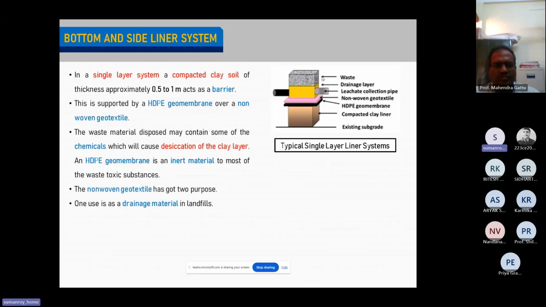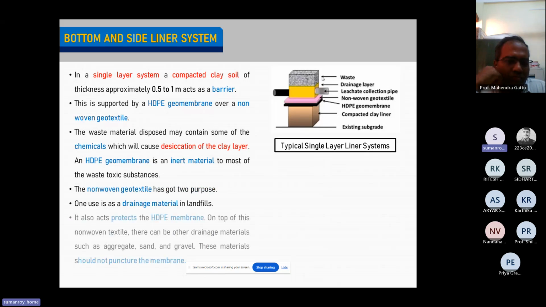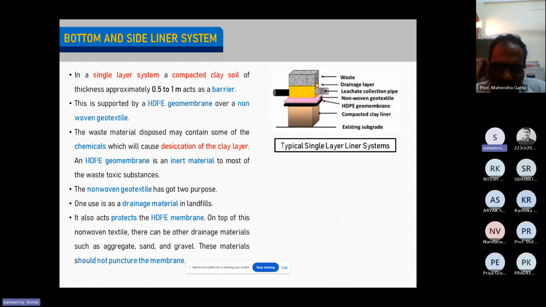And the geotextile will have two purposes. As I've said previously, it protects the drainage and acts as a drainage material. And the second thing is that this drainage layer is made up mostly of sand or gravels. So it will prevent this sand or gravel from coming in contact with the HDPE geomembrane and the compacted clay liner. Because if the sand or gravels come in contact with the geomembrane, they will cause puncture in it, and then the purpose of the geomembrane will be lost.